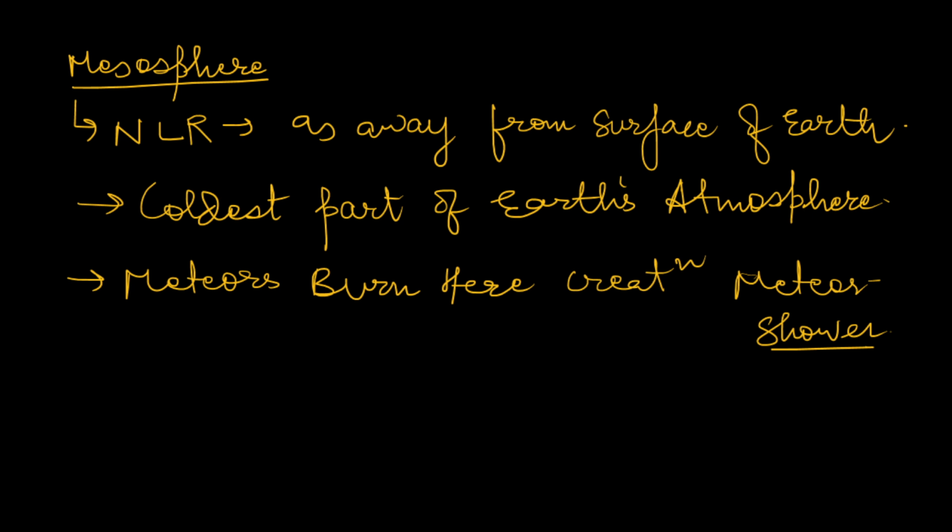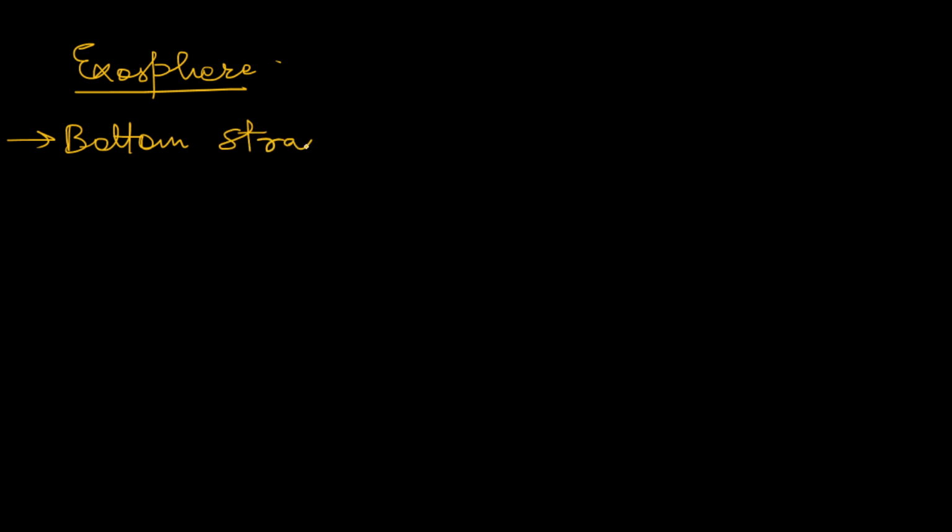Now after the mesosphere, we will see the important points of the exosphere, that is the outer atmosphere. The bottom strata of the exosphere is the ionosphere, and we all know that this ionosphere is very important for any kind of signal. The signals that we are receiving on earth are possible because of the ions present in this ionosphere.